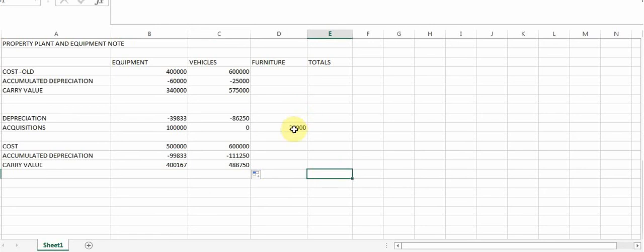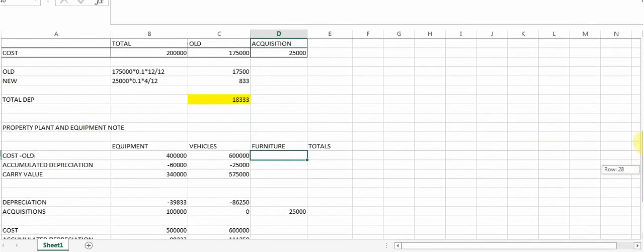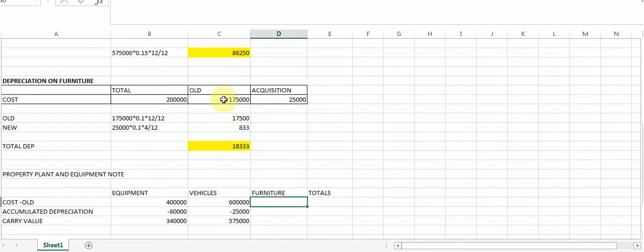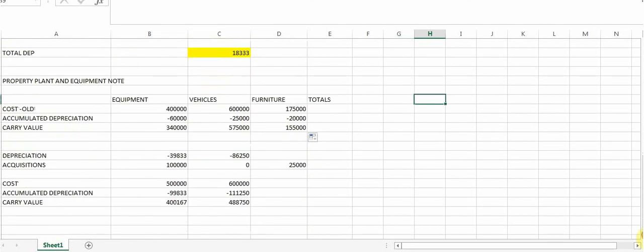Again, I am then at furniture. I've indicated my acquisitions, so I'm only going to indicate the cost of the old. If I go to my calculations for furniture, the cost of the old was 175,000. Accumulated depreciation was given to me as 20,000. That gives me a carry value at the beginning of 155,000. Then my depreciation I have calculated, so I'm just going to show it as a negative.